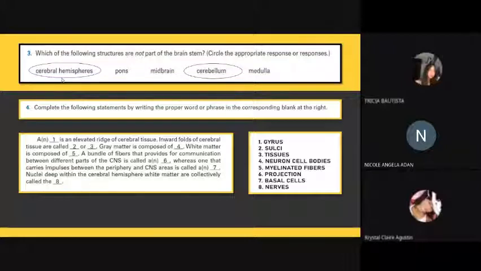A bundle of fibers that provides for communication between different parts of the CNS is called an association tract, whereas one that carries impulses between the periphery and CNS area is called a projection tract. Nuclei deep within the cerebral hemisphere white matter are collectively called the basal nuclei.